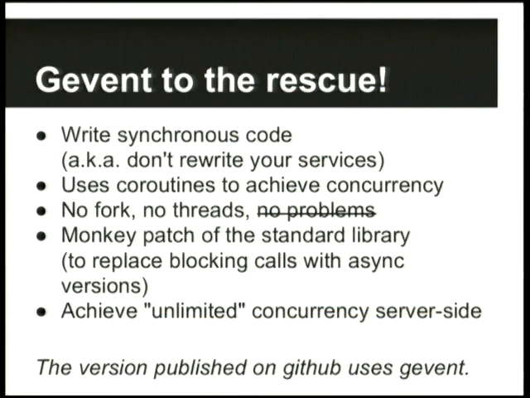So we decided to use GEvent, which is a really cool asynchronous framework using coroutines. So you're still writing synchronous code. You're not sending callbacks and events and stuff like that. And it works. The code won't have to fork, it won't have to use threads, and, well, I'm not saying that you won't have any problem, but it was way better than what we had before.